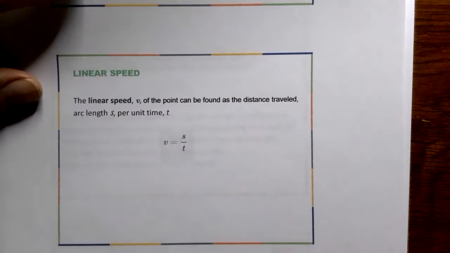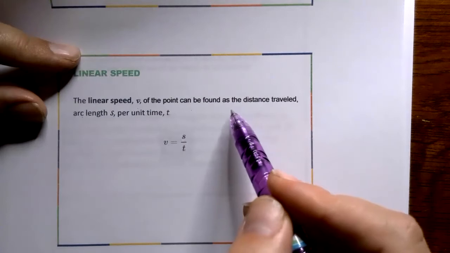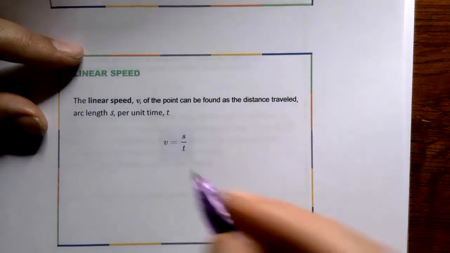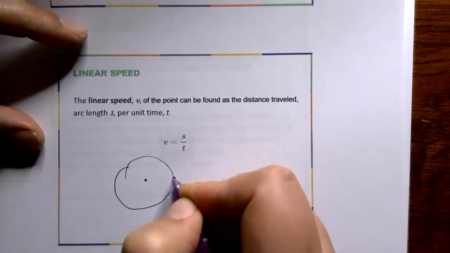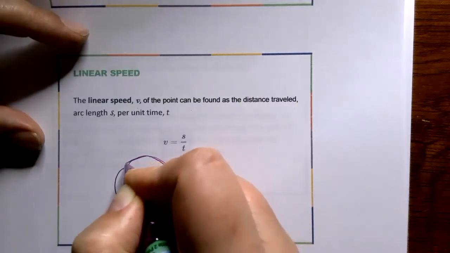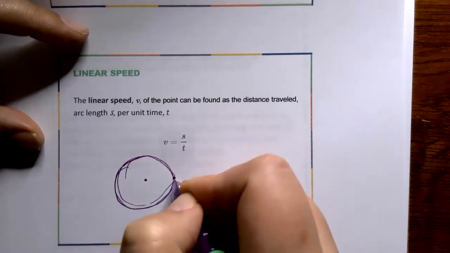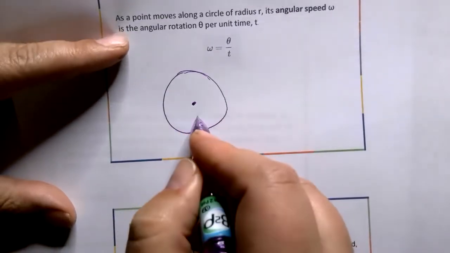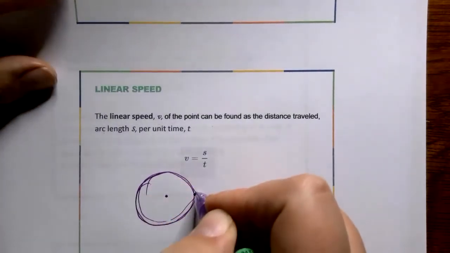Now, linear speed, on the other hand, is denoted by v of the point and can be found as the distance traveled, or the arc length, per unit time t. So the difference is now we're fixated on the point that's on the circumference of the circle, and we're looking at how fast it's moving, how much distance it covers in a certain time t. So here we're looking at how much angle is changing, and here we're actually talking about the distance covered.